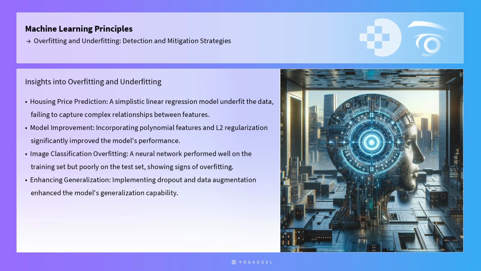In another case, a neural network trained for image classification exhibited overfitting, performing exceptionally well on the training set but poorly on the test set. By implementing dropout and data augmentation, the researchers were able to enhance the model's generalization capability.